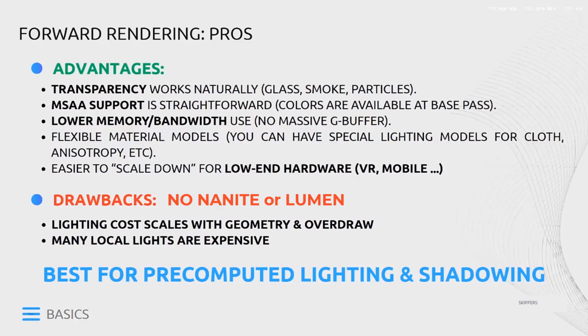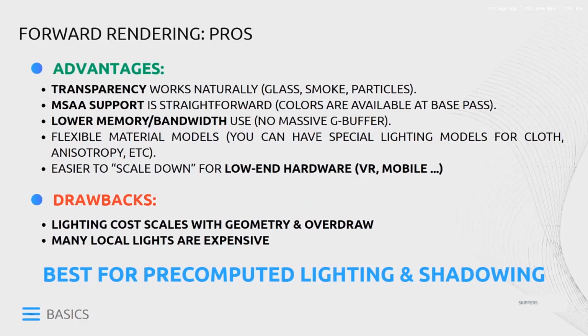It works much better with pre-computed, or let's say baked lighting and shadows. If you are baking your lights and shadows, then forward rendering is a good option, but you will lose Nanite and Lumen if you choose it, but it's actually an option.